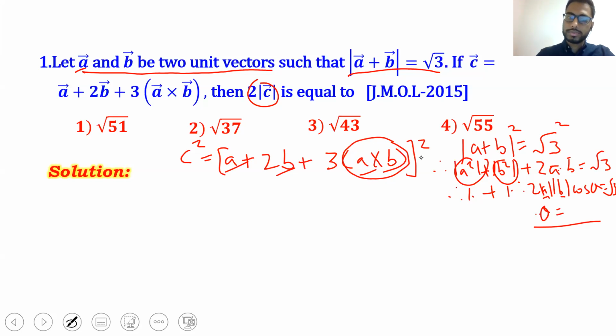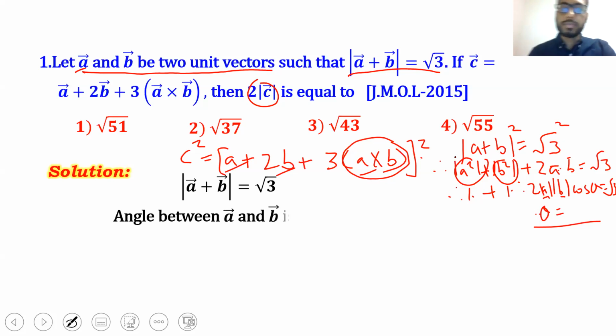So let's see the solution. A plus B is given. Therefore, on simplification, I get theta is equal to 60 degrees. So even if you see this, 1 plus 1 is 2. If I move 2 to other side, root 3 square is going to be 3. 3 minus 1 plus 1, 2. So 3 minus 2 is 1. And I take 2 on other side. Cos theta is going to be equal to half. But cos 60 is half. Therefore, angle between A and B is 60.